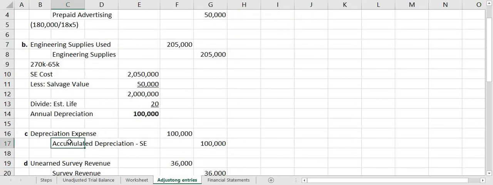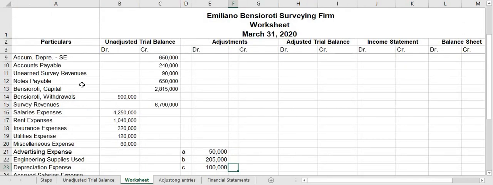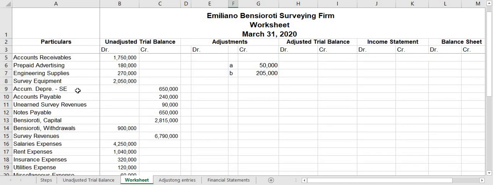Ito. Credit for 100,000. So to transfer, since meron na tayong accumulated depreciation na account dito sa ating unadjusted trial balance, so no need to add another account title. So transfer lang natin, of course, that's letter C sa credit column ng adjustment and for 100,000 also.